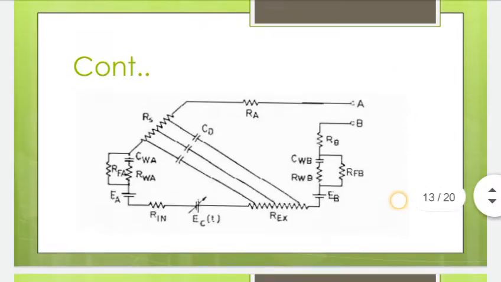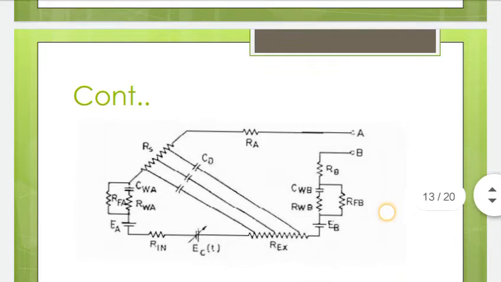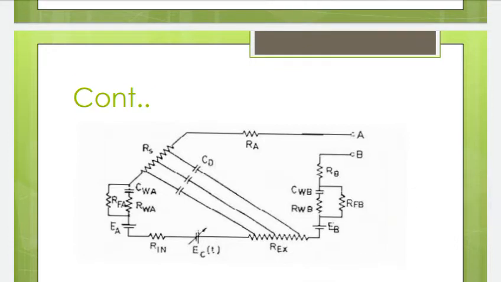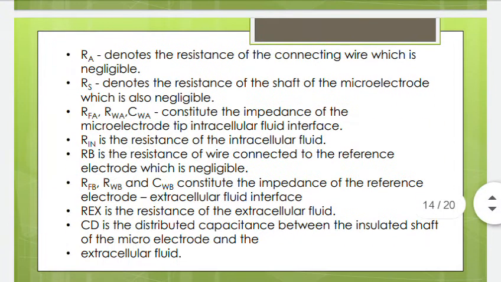This is just the equivalent circuit of the above figure. Just have a look. It shows the equivalent circuit of the above figure with RA and RB, the resistance of the connecting leads, then RS, the resistance of the shaft of the microelectrode. That is described here.